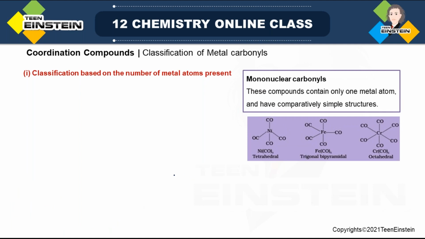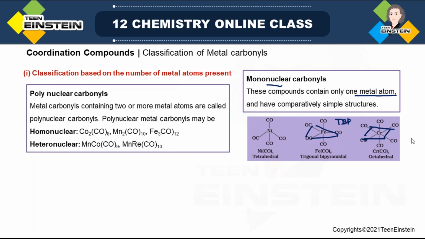So first we'll see the simplest, that is mononuclear carbonyl. You will have only one metal. So these compounds contain only one metal atom, and they are very simple, right? Ni(CO)4 is 4 coordinated, tetrahedral. Then Fe(CO)5, trigonal bipyramidal, that is TBP geometry. Then Cr(CO)6, it is octahedral. So these are the examples of mononuclear carbonyl.